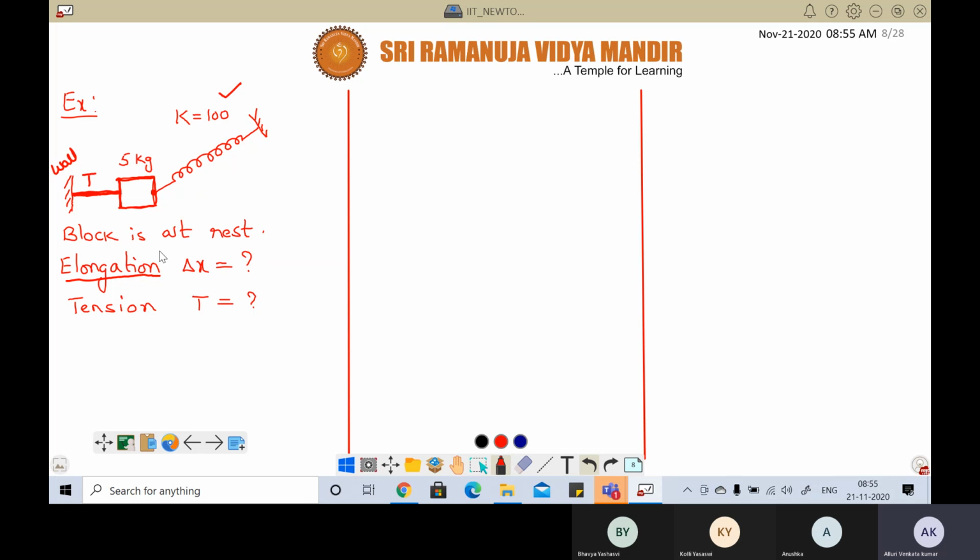Now here, when they are asking elongation, automatically this spring is in which state? Compressed state or relaxed state or elongated state? Elongation they are asking, so it is the elongated state. If it is a relaxed state or natural length, will there be any delta x here? Delta x is 0 in relaxed state. So it is not at natural length. It is elongated.